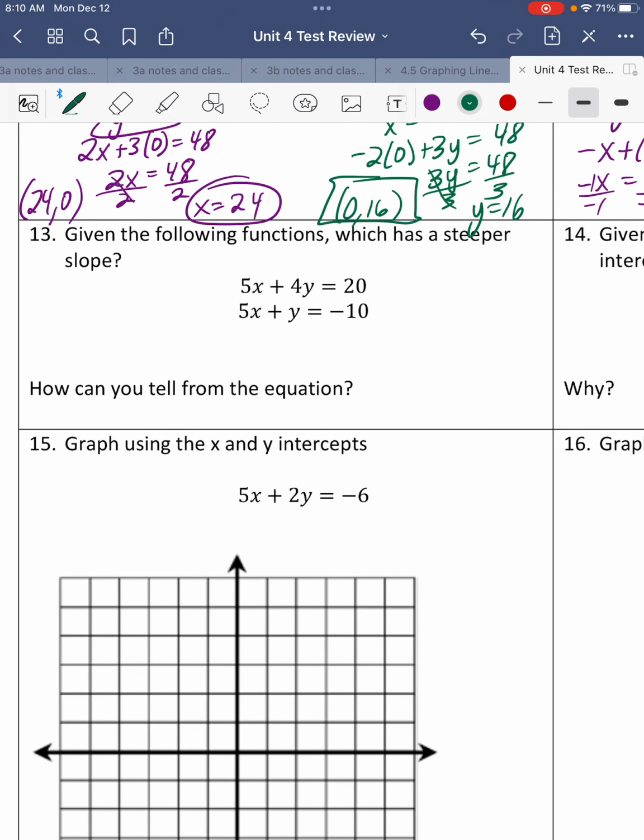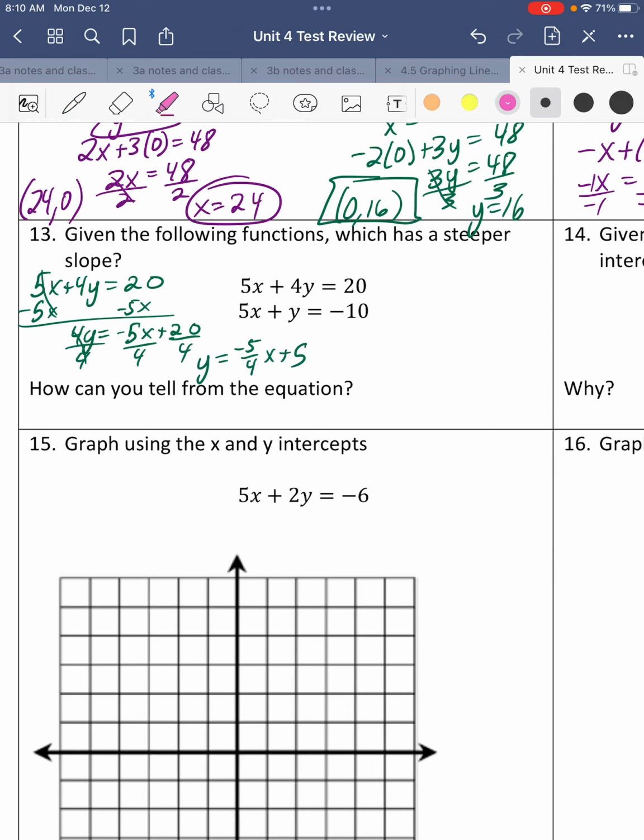All right, number 13. Given the following function, which has a steeper slope? I don't know by looking right now, so we need to solve for y. I'm going to subtract 5x. Those are not like terms. So I'm just going to write negative 5x plus 20 to get in mx plus b form. Divide by 4 on all terms. And we get y equals negative 5/4 x plus 5.